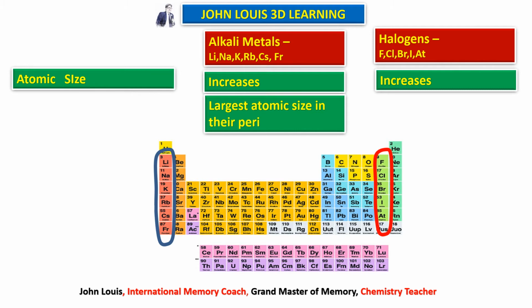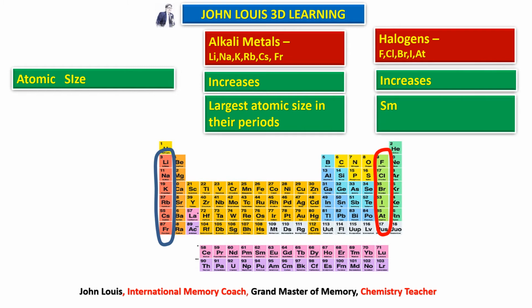So, largest atomic size in their periods. First group elements will be the largest elements in a particular period. For example, if you take the second period: lithium, beryllium, boron, carbon, nitrogen, oxygen, fluorine, helium. Which will have the larger size? Lithium. That is the largest atomic size in its period. So potassium will have the largest size among the fourth period elements.